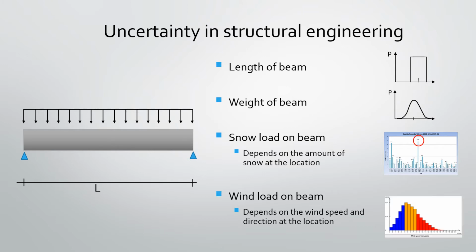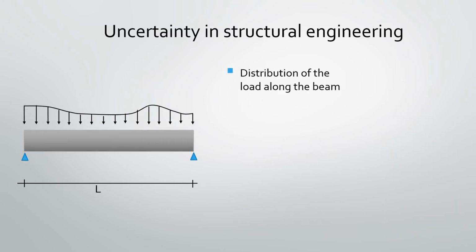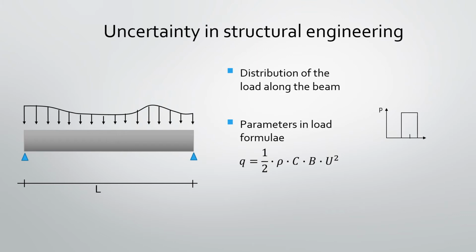Wind loading will be dependent on the speed and direction of the wind at the location, which can also be established if wind measurements exist at, or sufficiently near, the location. However, in real cases, the wind load is not necessarily evenly distributed along the beam, which adds yet another element of uncertainty. In addition, the parameters in the wind load formula are uncertain. Even if we know the wind speed with precision, we cannot predict the loading with 100% accuracy. The formula in itself is an engineering simplification, with an element of uncertainty.